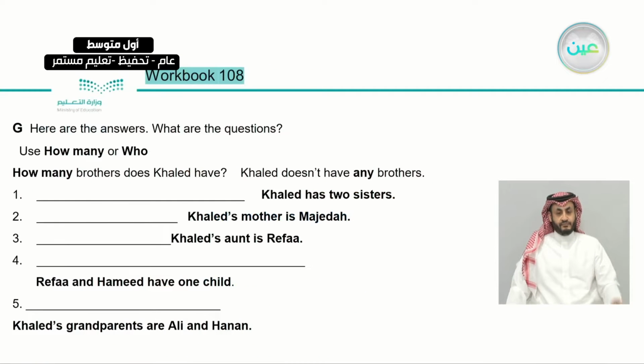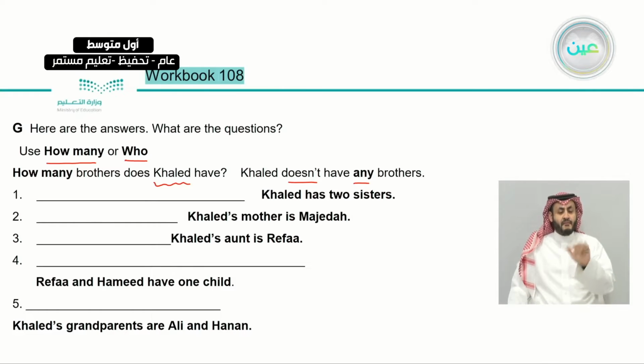Let's go to letter G. Here are the answers. What are the questions? Use how many or who. How many for the number, the quantity, and who for the person you're asking about. Let's look at the first example right here. How many brothers does Khalid have? I'm asking about whom? I'm asking about Khalid's brothers. How many brothers does Khalid have? Khalid doesn't have any brothers.